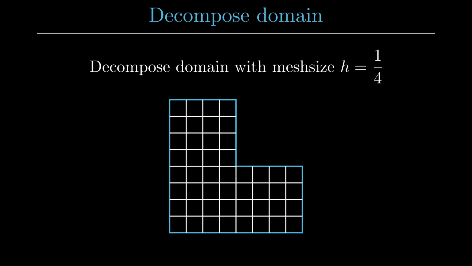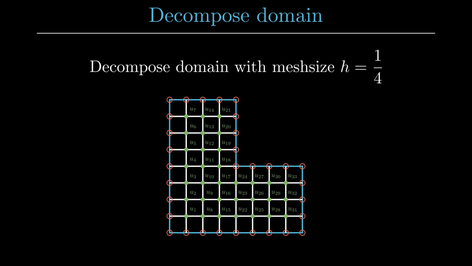Here the mesh size h equals 1/4 is the distance between two parallel grid lines that are directly next to each other. At each point where two grid lines intersect, a point ui is placed, and the equation minus Laplace u equals f needs to be fulfilled there. Furthermore, at the points on the boundary, the red circles, the solution should be 0.